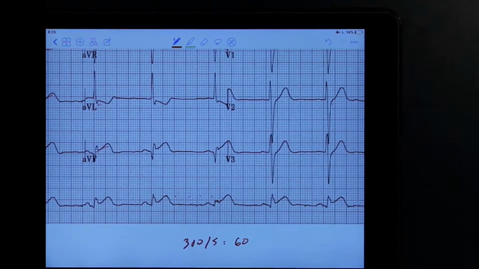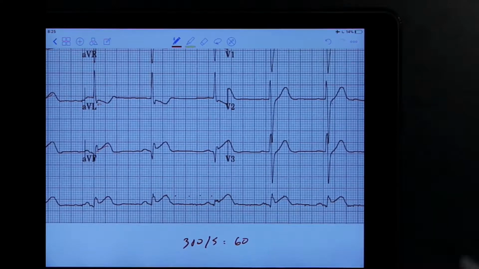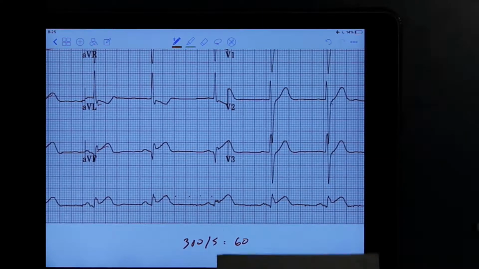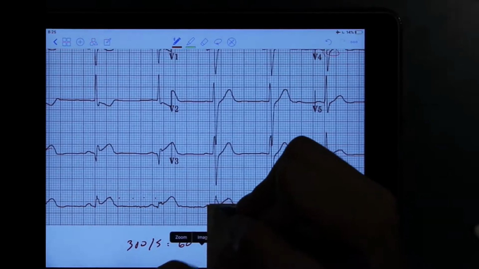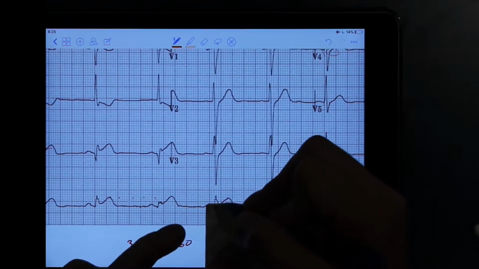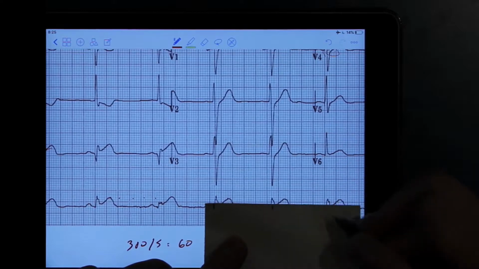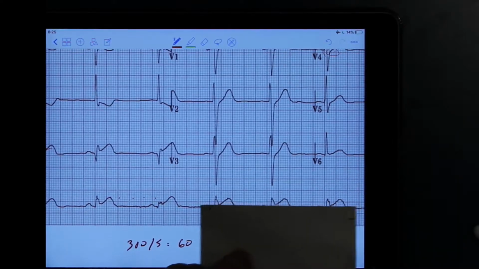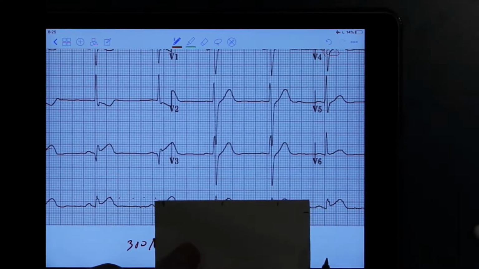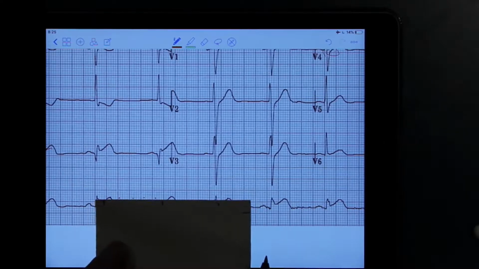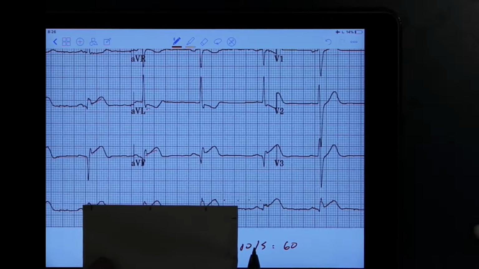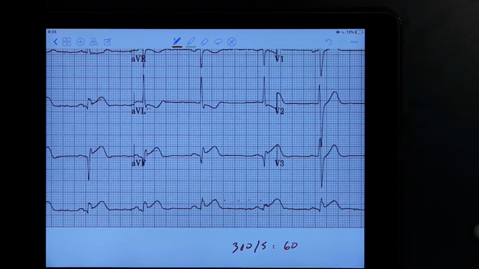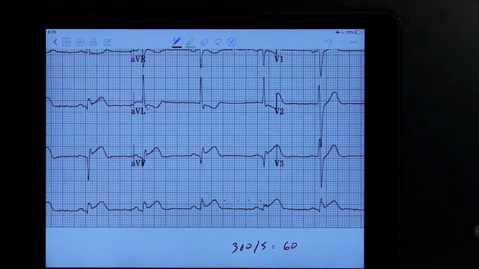Next, we're going to look at the rhythm. So what we like to do is take a note card or a piece of paper, and we'll draw out where the R's are, and we'll move this across the strip, and we see that they pretty much line up all the way across. So this is a regular rhythm.